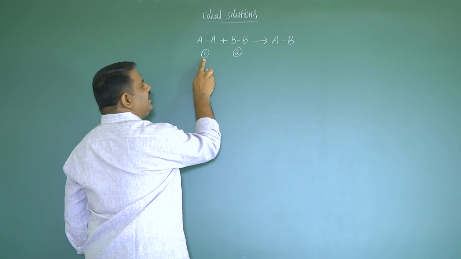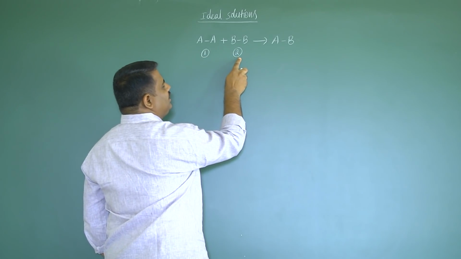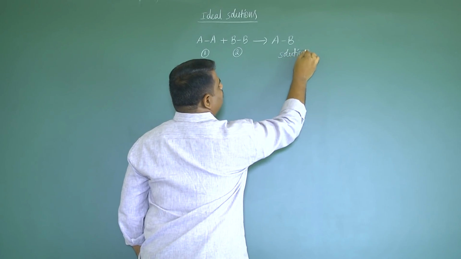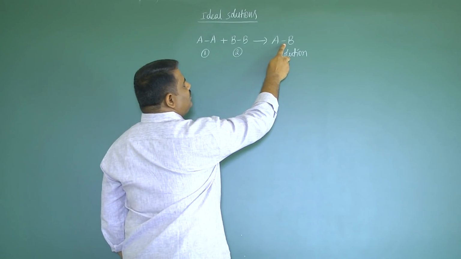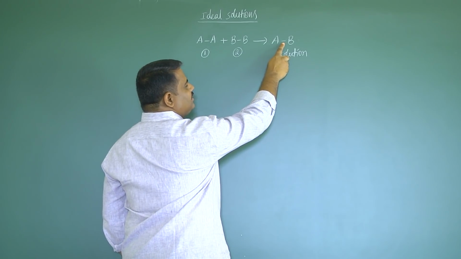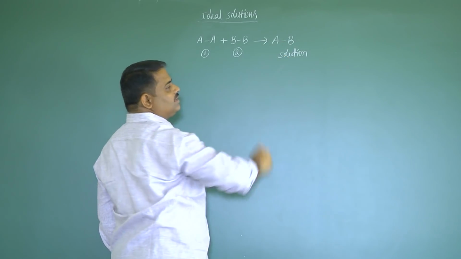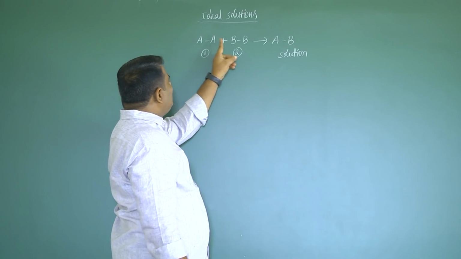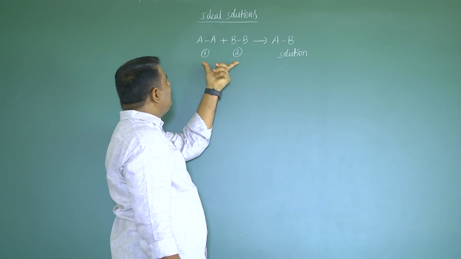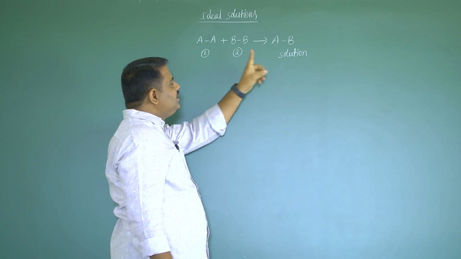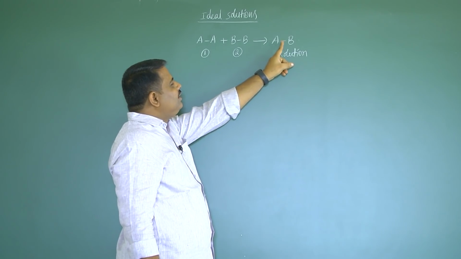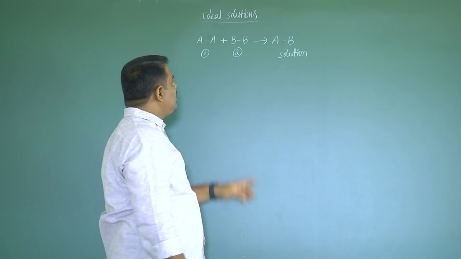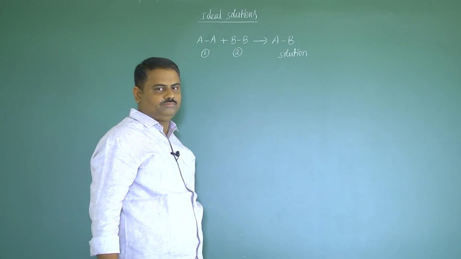Now here, after mixing A with the second component B, you are getting a solution. In the solution, this bond indicates the type of interactions once again. That means these are the types of interactions within the single components, and these are the interactions present between different components in the given solution. So what are ideal solutions?